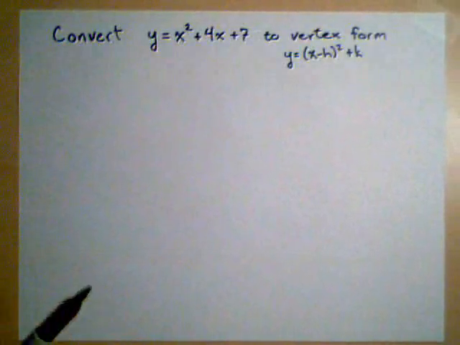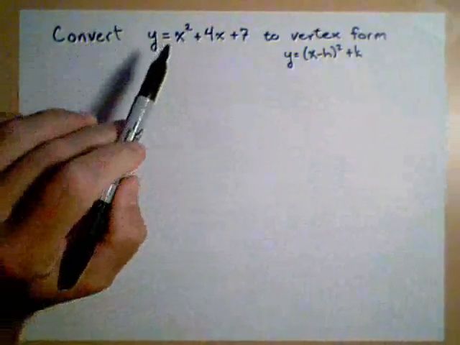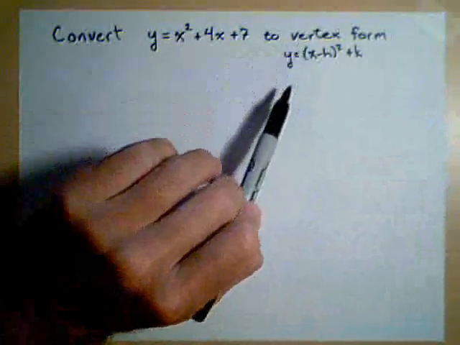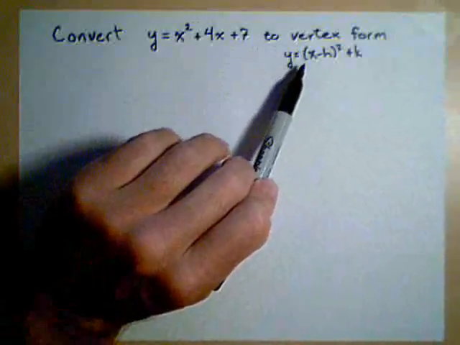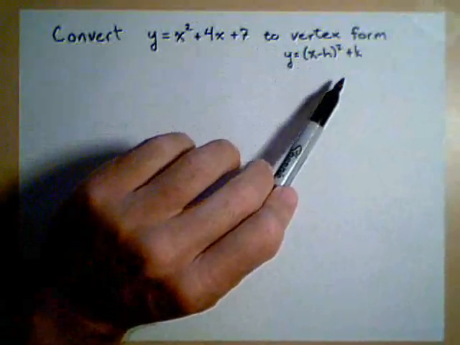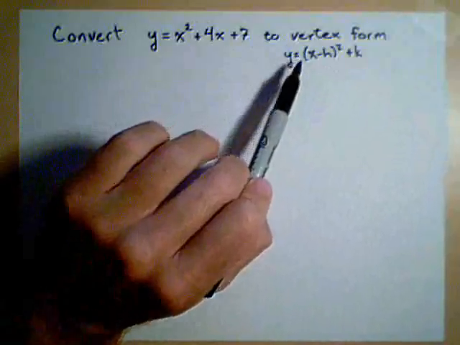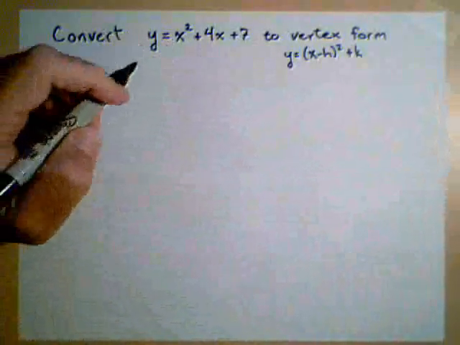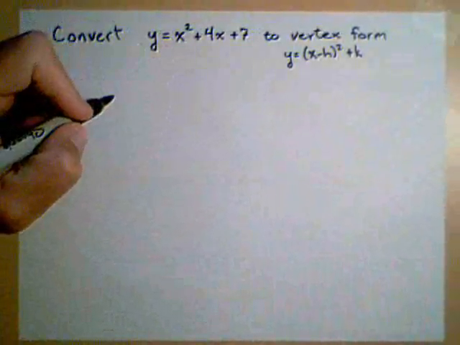In this video, we're going to look at converting a quadratic from general form to what is known as vertex or standard form. This form here, y equals x minus h to the quantity squared plus k. Now there's no a in here because a is just 1 on this one. We're going to use a technique called completing the square.